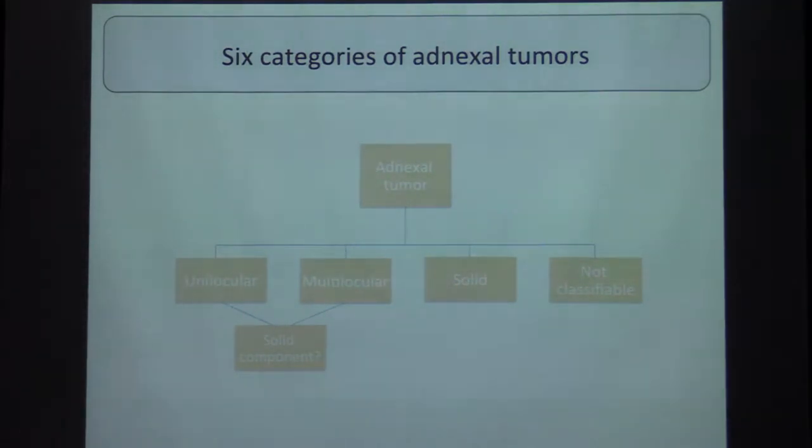So it simplifies the analysis of adnexal tumors, as the IOTA group has described 6 categories of adnexal tumors. You can have a unilocular cyst with or without solid components, a multilocular cyst with or without solid components, an entirely solid tumor, or the last category, the not classifiable tumors. We are going to detail all of them.